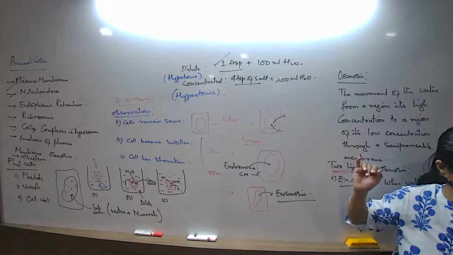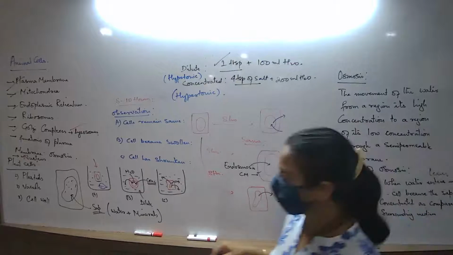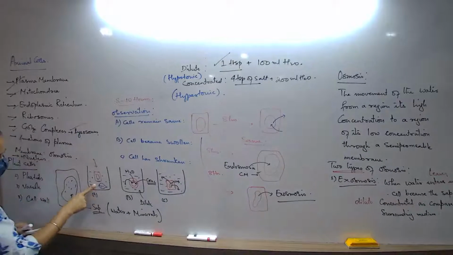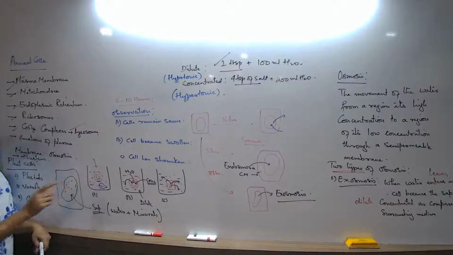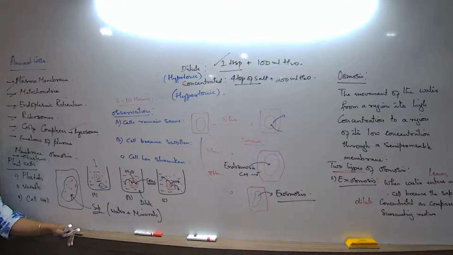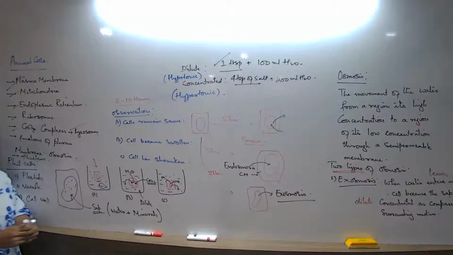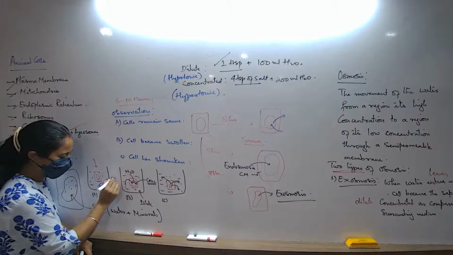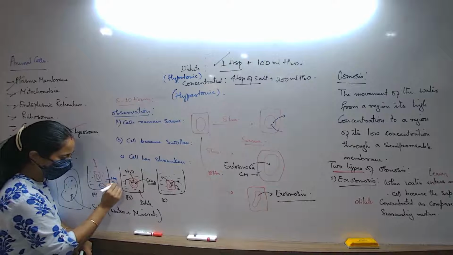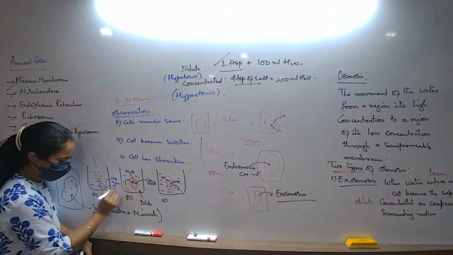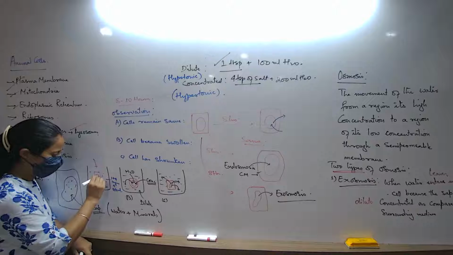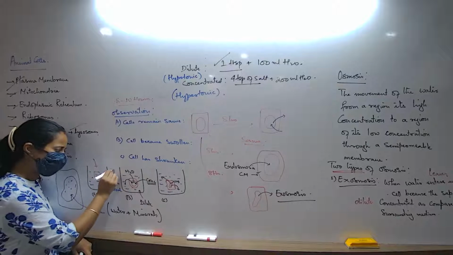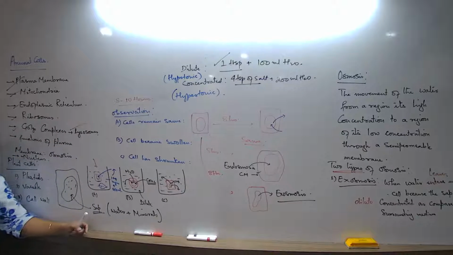So what is the reason for this? The reason is that the outer environment and the inside are more or less the same. In simple words, maybe here 1 teaspoon of sugar and something like 100 ml of water was added, so the concentration here is also almost the same.